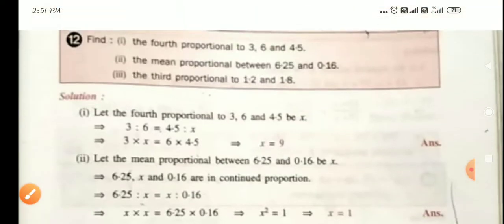After this, the third part is given: the third proportional to 1.2 and 1.8. Again two quantities are given. It means you have to find the third proportional, so three quantities will be in continued proportion. The third proportional will be written at the fourth place.